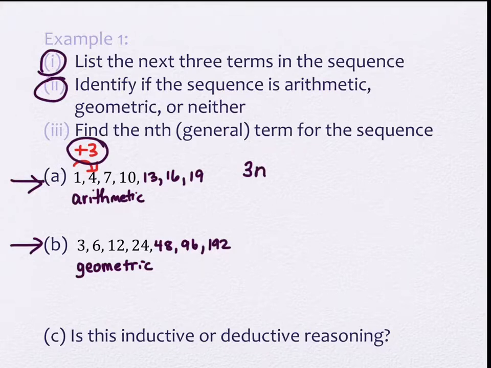3 times n. Now, if n is 1, what do I get? 3. If n is 2, what do I get? 6. If n is 3, what do I get? 9. So legitimately, 3n gives me my multiplication tables of 3s. Now, this sequence adds 3 every time, but it's not exactly the multiplication tables of 3, right? Where does it start? It starts at 1 instead of 3. So how far off am I on my starting point? I'm off by 2.